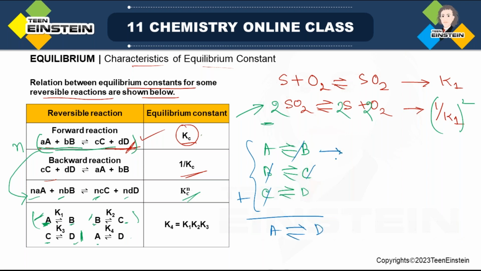That means for this it is K1, for this it is K2, for this it is K3, and for the fourth reaction suppose the equilibrium constant is K4. Equation 4 is obtained by adding equations 1 to 3. So the value of K4 you can get by multiplying K1, K2, K3. We will apply whatever we have learned in this table when we solve the problem, and you will see how we can apply this concept.